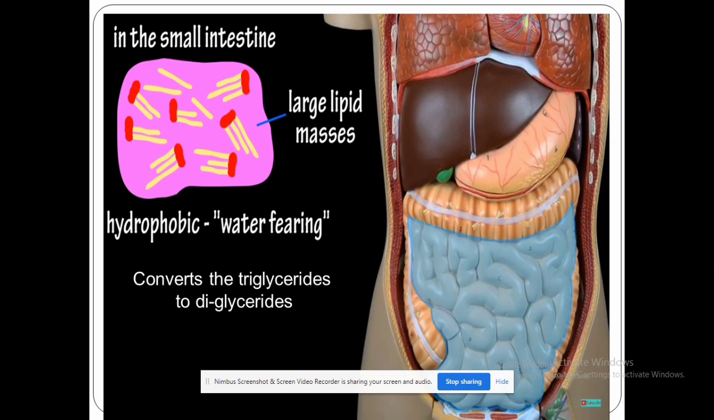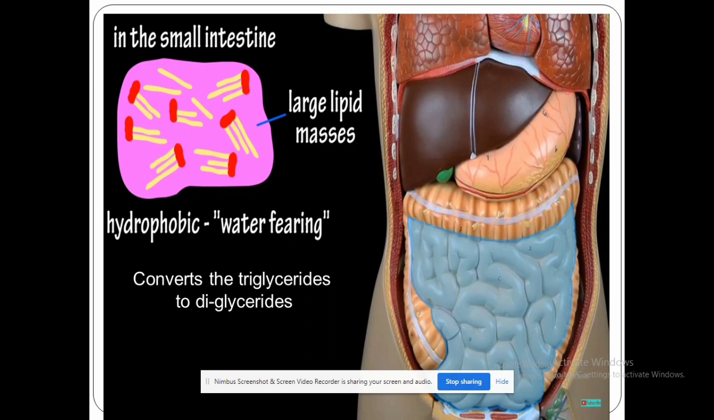In here in the small intestine, the conversion of triglyceraldehyde to diglyceraldehyde or monoglyceraldehyde takes place. How are these large droplets being converted into the small droplets?